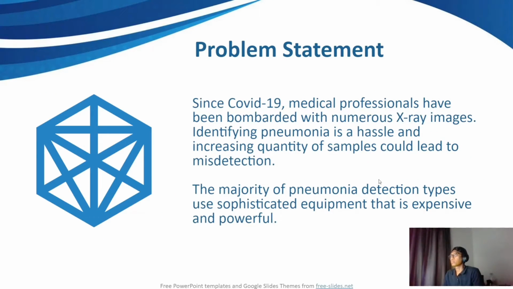With that in mind, hospitals around the world must have been bombarded with numerous X-ray images just to identify pneumonia. This hassle task can be simplified by using a CMSIS neural network, so we can automate the detection using machine instead of manual observation by the doctors. However, the majority of terminal usage devices right now are sophisticated equipment that is invasive but powerful.